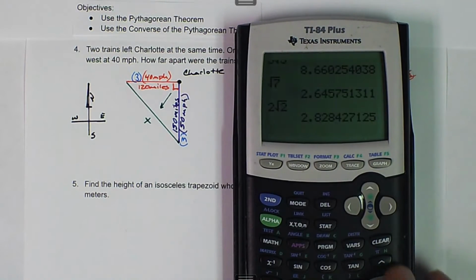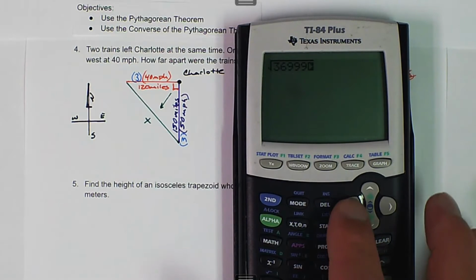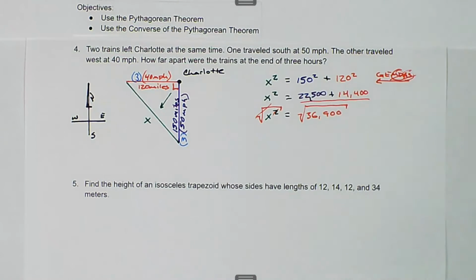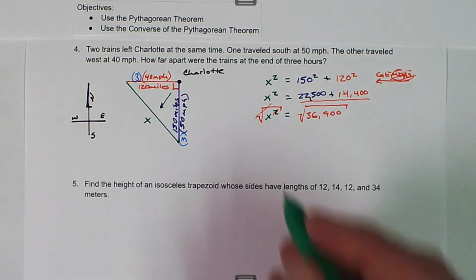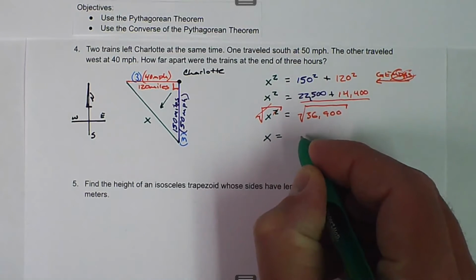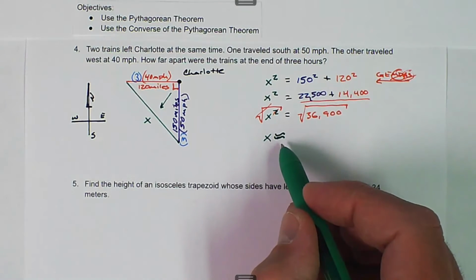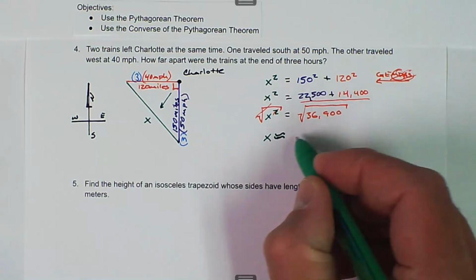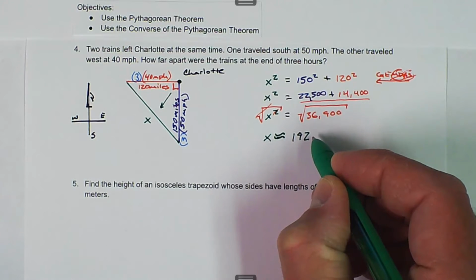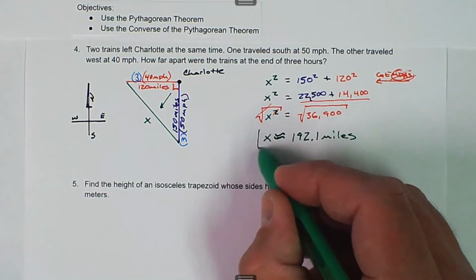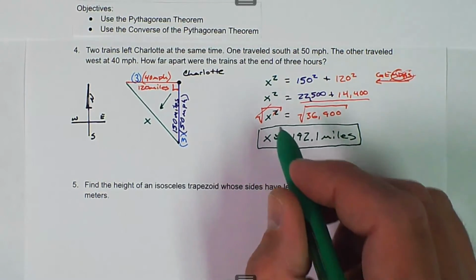36,900. So we turn on a calculator, and we want to hit the second square root, 36,900. And we get 192 and some decimals there. So x is approximately equal to, that's the approximate sign. It's kind of like an equal sign with a wave there, and that's going to be 192.1 miles as we round it. So that's how far the two trains are apart.